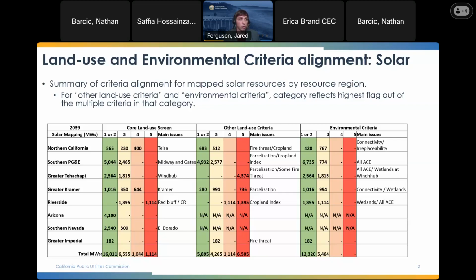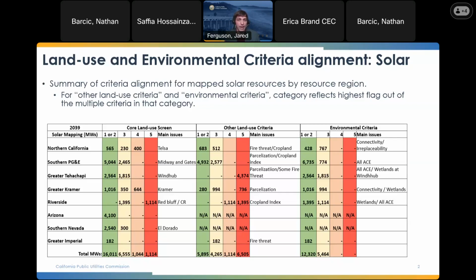the cropland index analysis. And then similarly, in the last set of columns, you have the environmental core criteria. So those are the ACE data sets, the connectivity, the intactness, the diversity, and then also you have the wetlands as well.